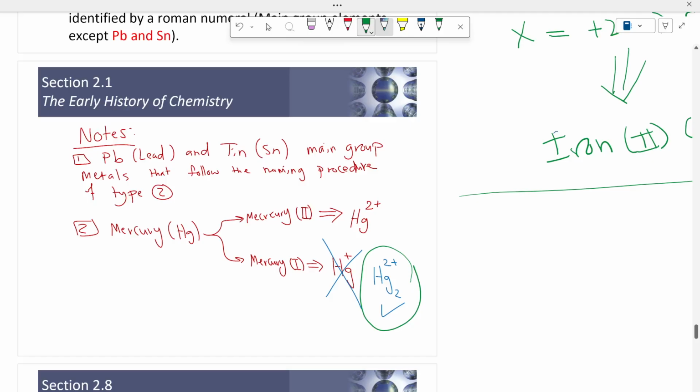But you may ask why the charge is plus 2 and the name is mercury 1. Because here, as you see, we have 2 mercury atoms. The total charge is plus 2, but it's distributed among 2 mercury atoms, which means each one of them will carry a charge of plus 1. Let's take an example.